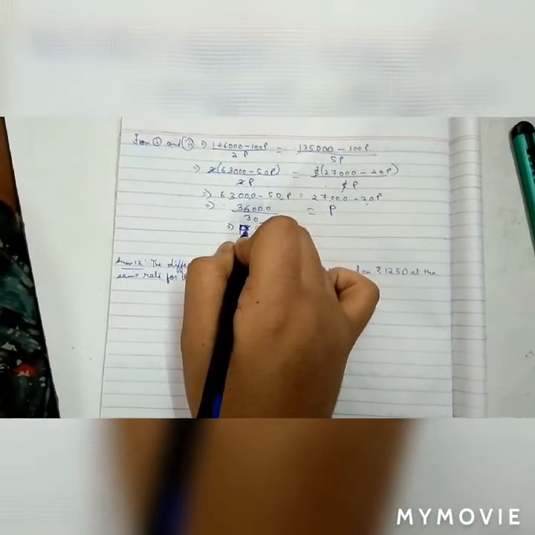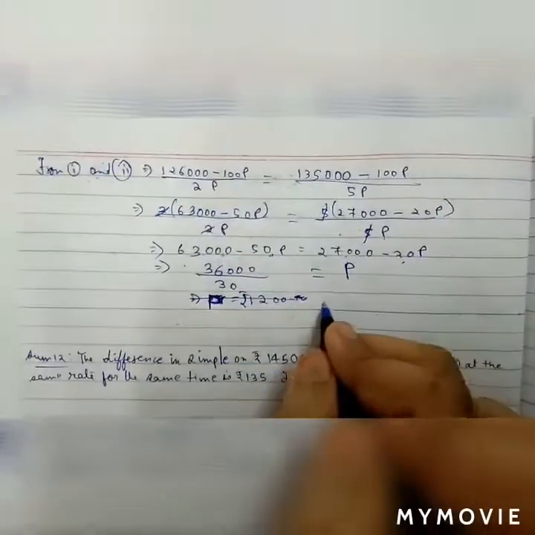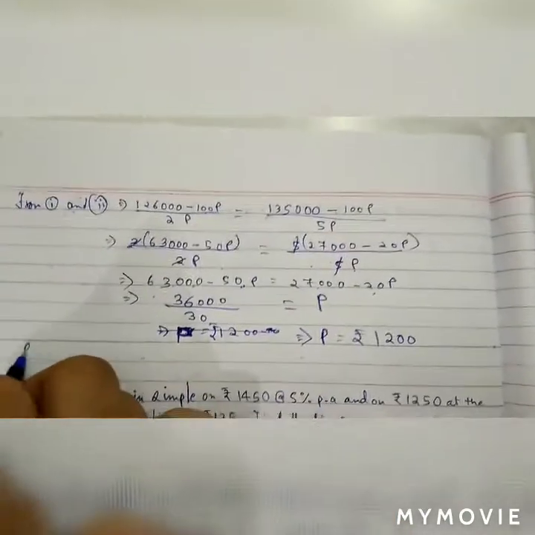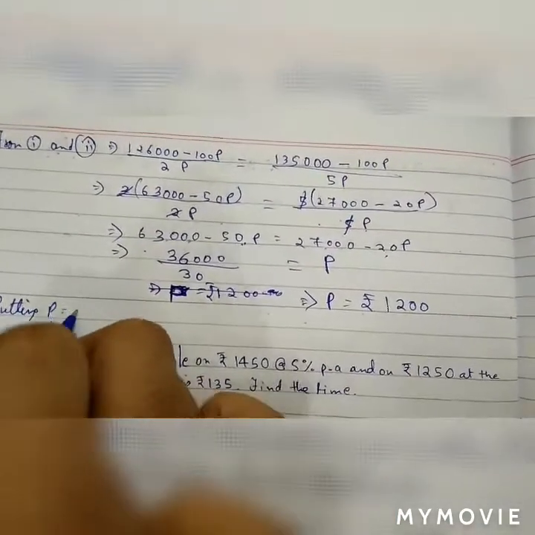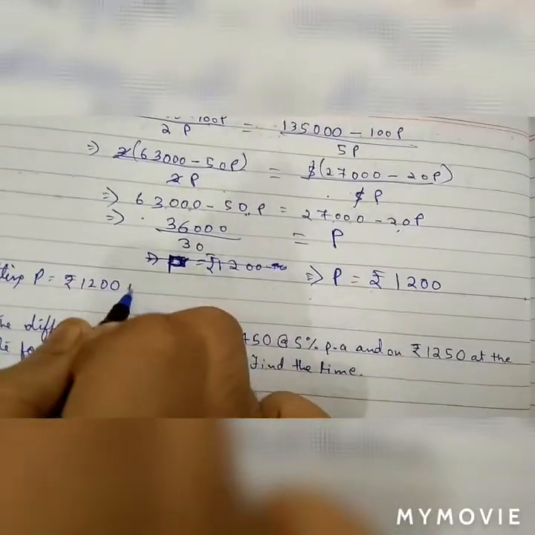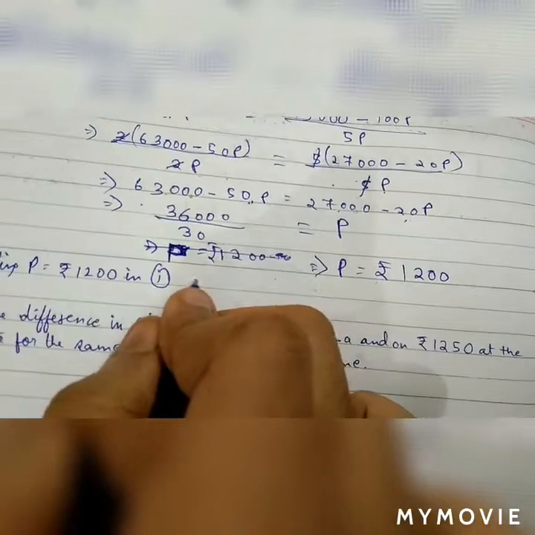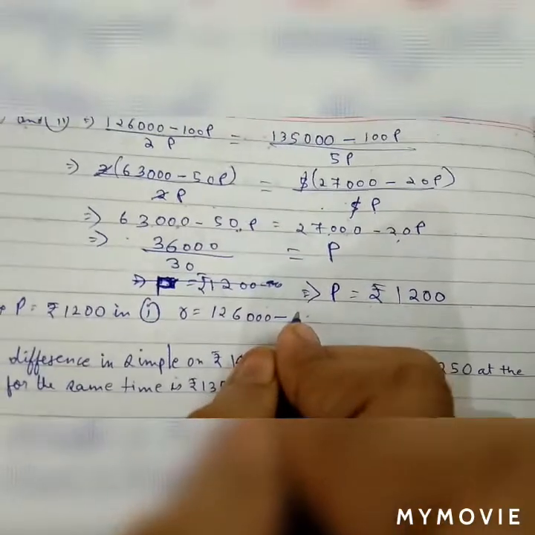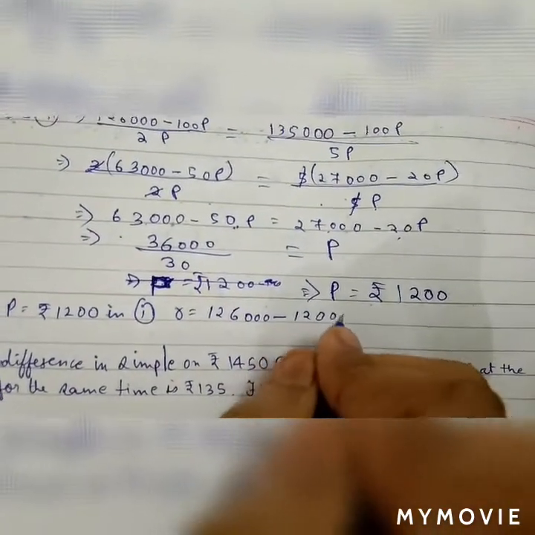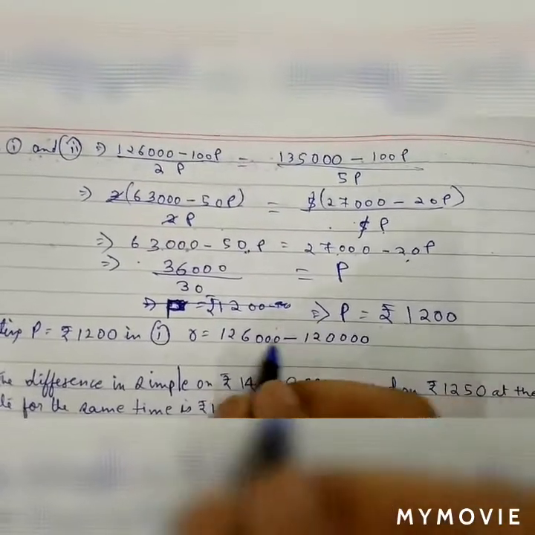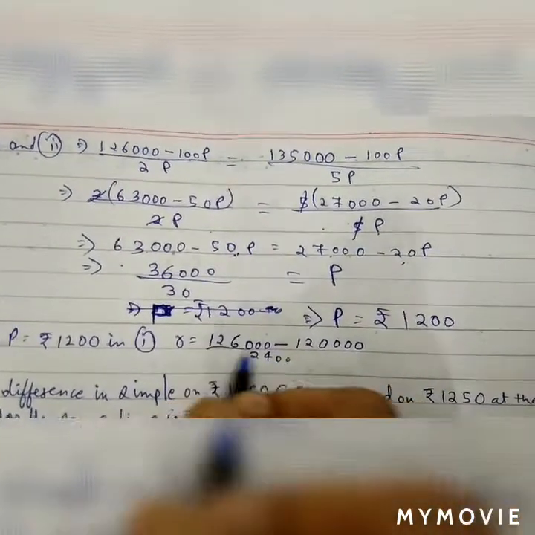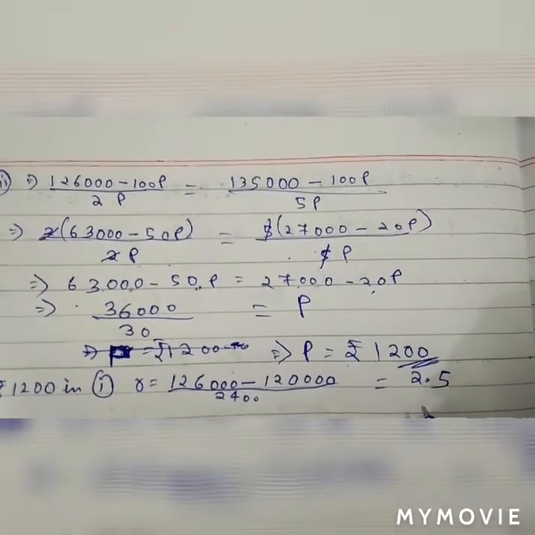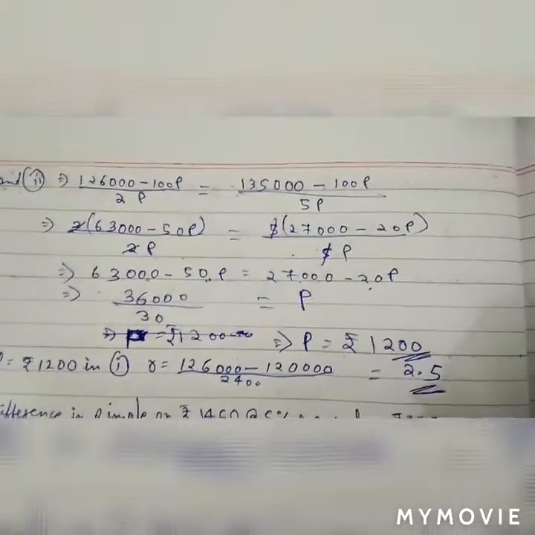Actually, it's a bit of overwriting and a slip of tongue also, so I'm writing it clearly: 1200. Now, if you put P as rupees 1200 in equation 1, you will get R from this equation: (126,000 minus 120,000) divided by 2400, and you will get R as 2.5. Therefore the principal is rupees 1200 and the rate of interest is 2.5% per annum.